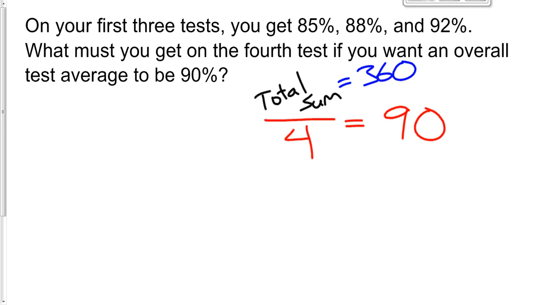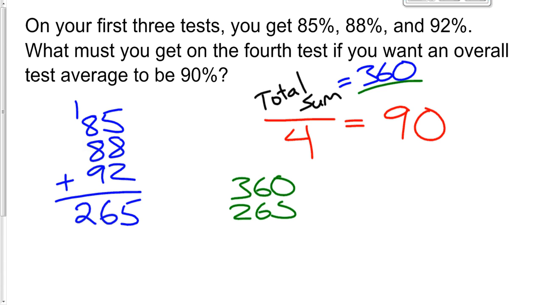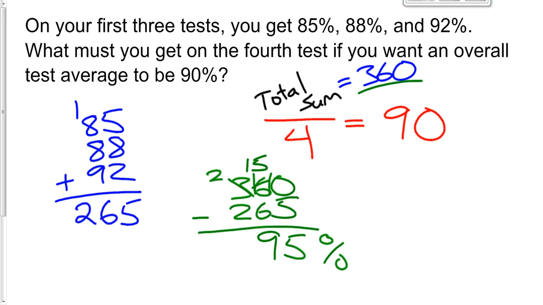And the reason that's important is because now we can look at our percents here, and then add them up, the ones that we have taken, 85, 88, and 92. Add these together, alright, so we get 15, and then 18 plus 8 is going to give us 26, so 265, and then we're going to take 265 and subtract it from 360. And this should give us the percent we need to get a 90 average. There we go. So we should need 95%.